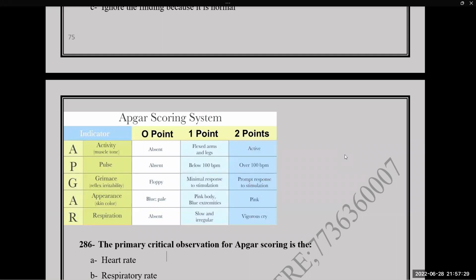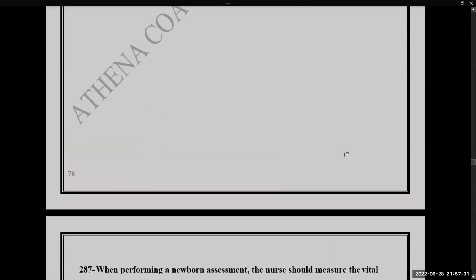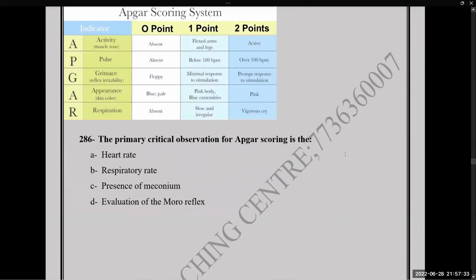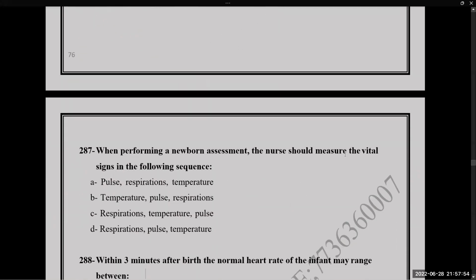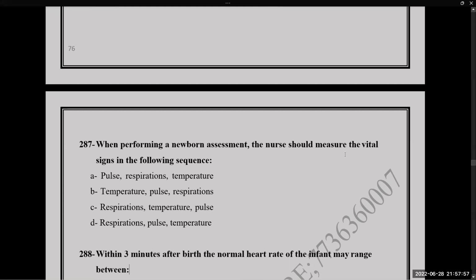So yes, next question number 86. Please go through. The primary critical observation for Apgar scoring is the primary critical thing. Heart rate. Yes, exactly. Is it heart rate or respiratory rate? Heart rate. Yes, that's vital for that. So it is heart rate. Okay, fine. Next question. When performing a newborn assessment, the nurse should measure the vital signs in the following sequence.